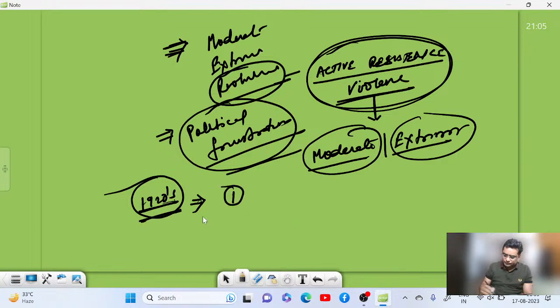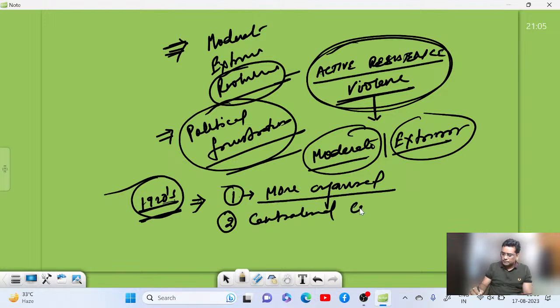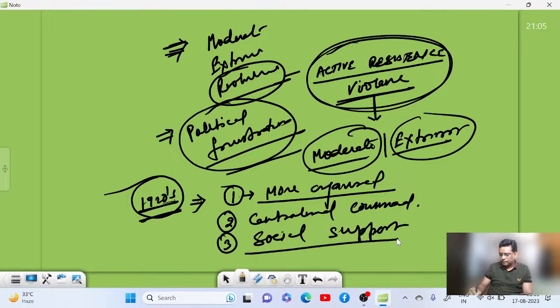In the 1920s, you'll see revolutionaries were more organized. It had centralized command. It had developed social support. You know, social support, because violence in Indian society is never accepted. Therefore, the people of India never overwhelmingly supported the revolutionary activities, so there was no social support, right? So more organized, centralized command, and they had developed the social support.